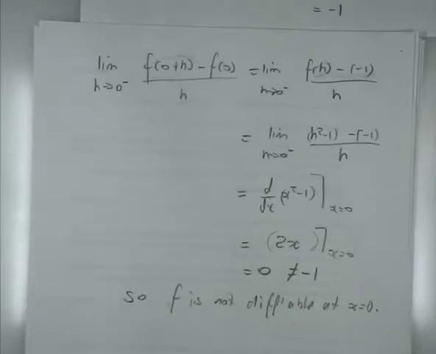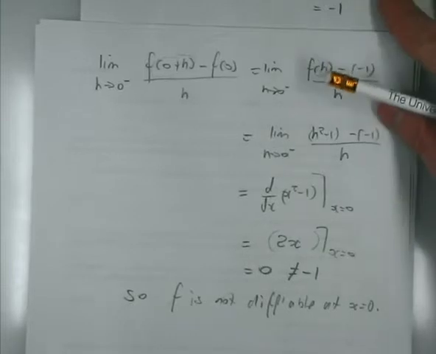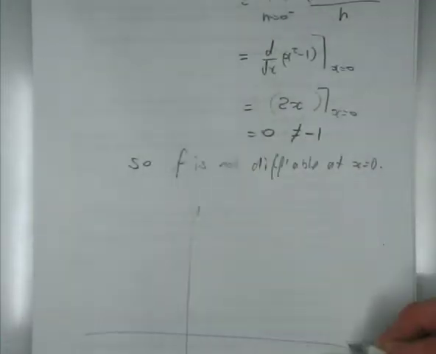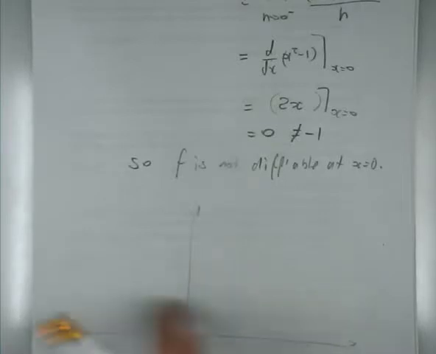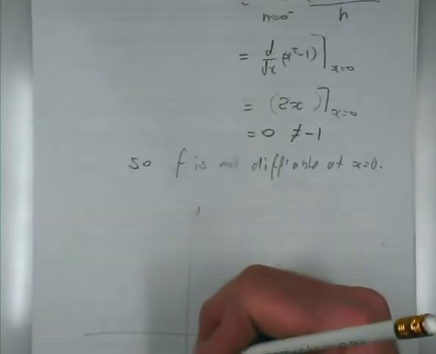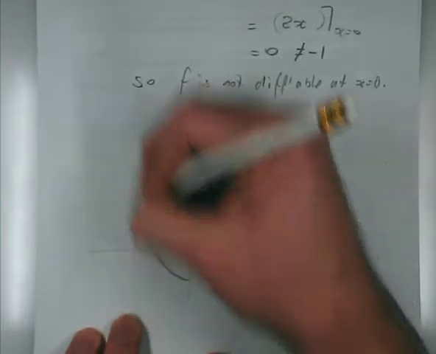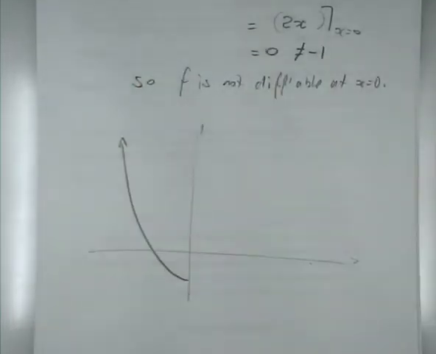You can tell a function isn't differentiable at a particular point if you look at the graph by noticing that there is a kink in it. This function, on this side it's x squared minus 1, which looks like this, because it's x squared shifted down by 1. And on the other side it's x plus 2 over x minus 2.